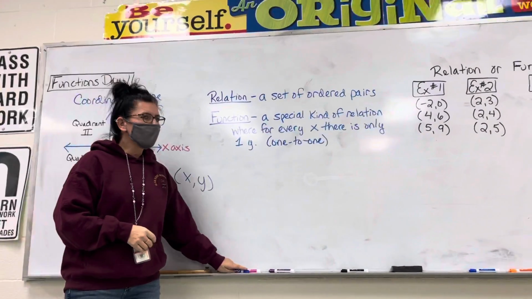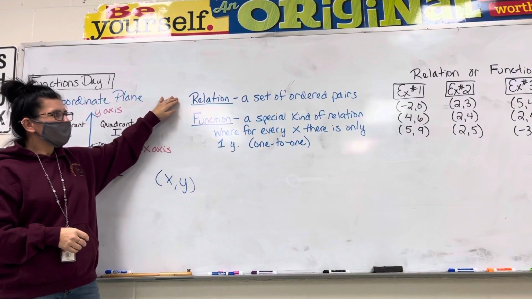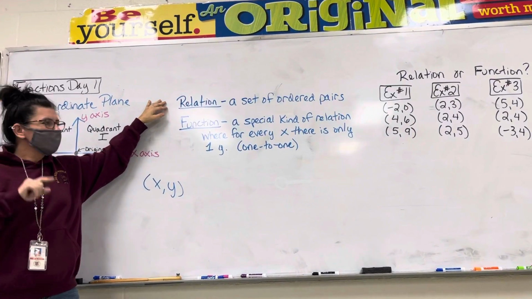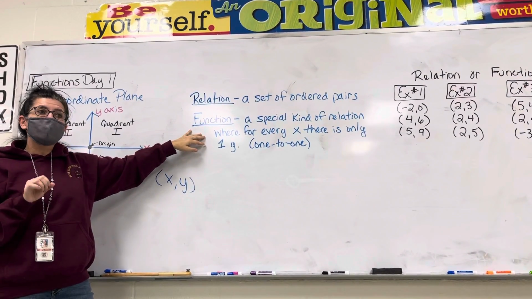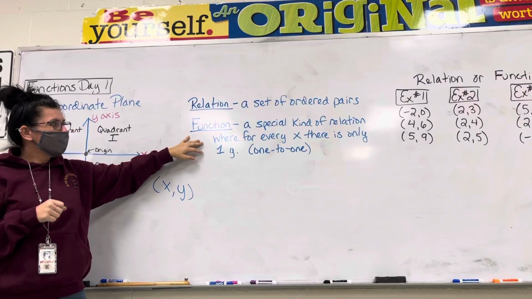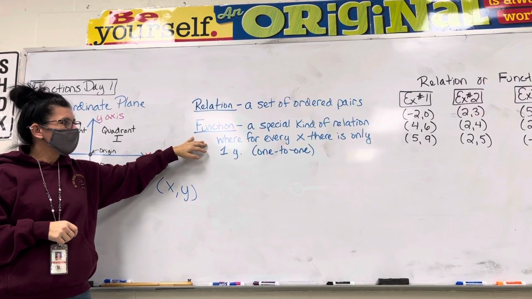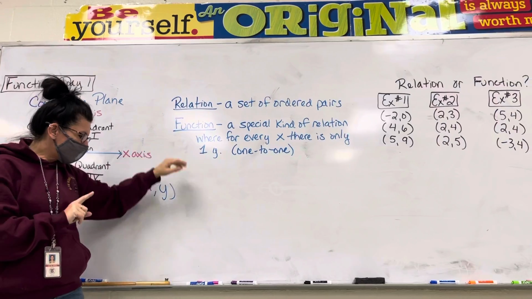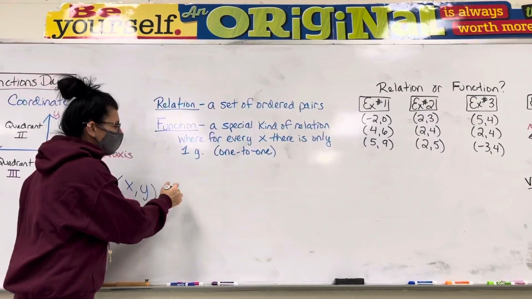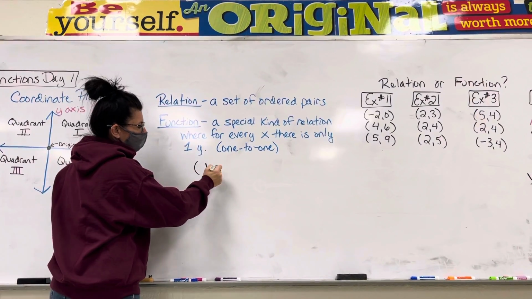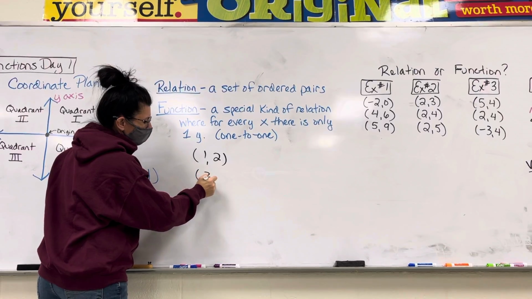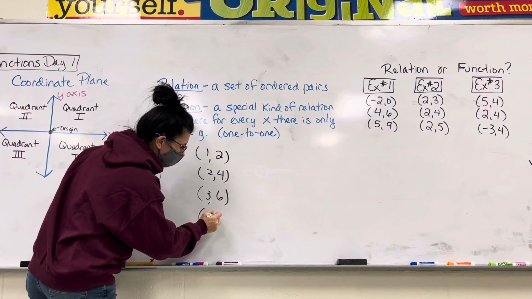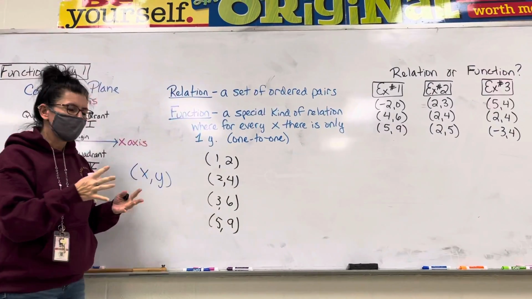Two key words that I want you to know. A relation is just any set of ordered pairs, just a list of ordered pairs. A function is a special kind of ordered pair list that has only one y for every x. So what I mean by that is if I have a list something like this, we'll say 2, 4, and we'll say 3, 6, and 5, 9. Just making random numbers up.